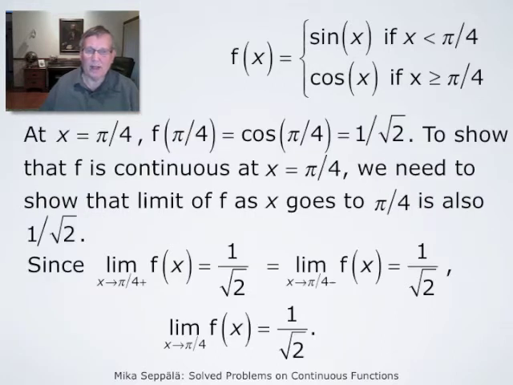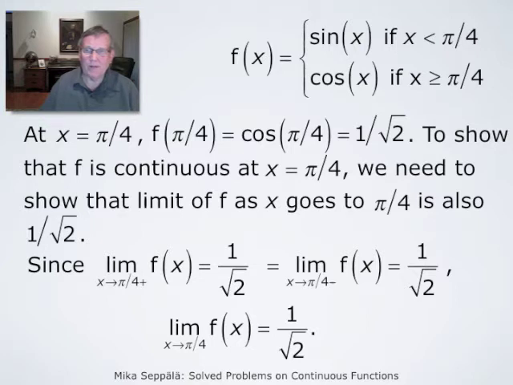So we have to study continuity at pi over 4. And to do that, we observe that the value of the function at x equals pi over 4 is cosine pi over 4, which is 1 over square root of 2. To show that f is continuous also at x equals pi over 4, we have to show that f has a limit, which is 1 over square root of 2 at that point.